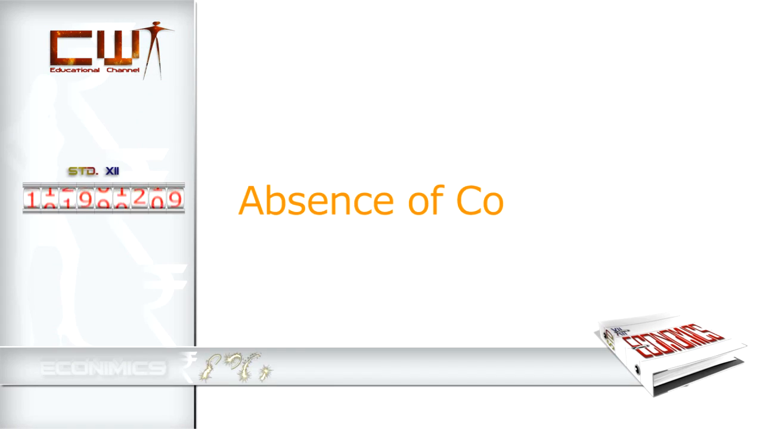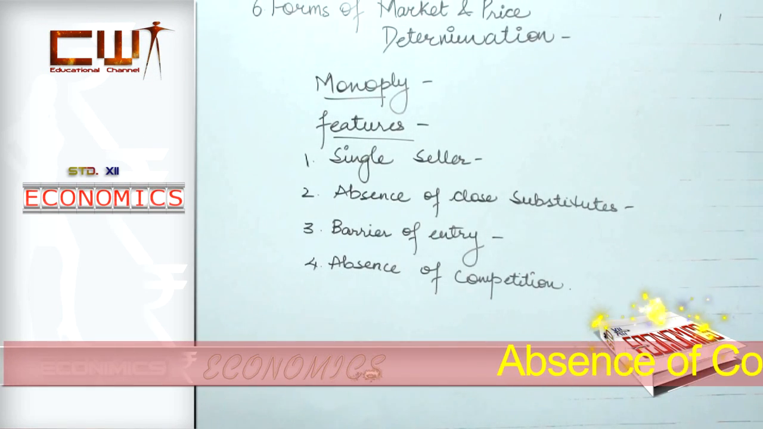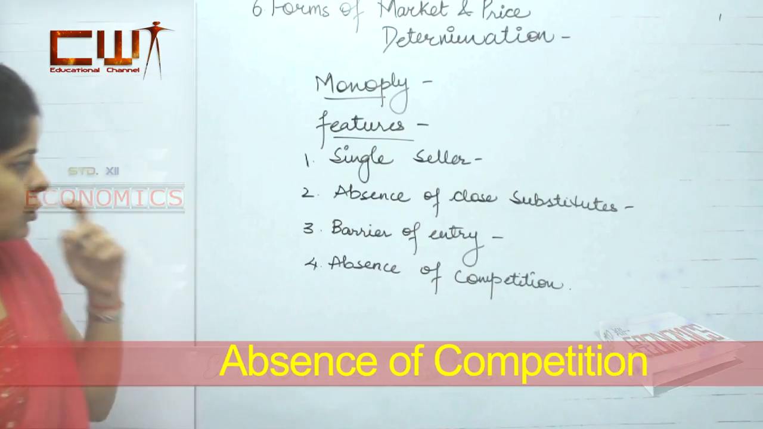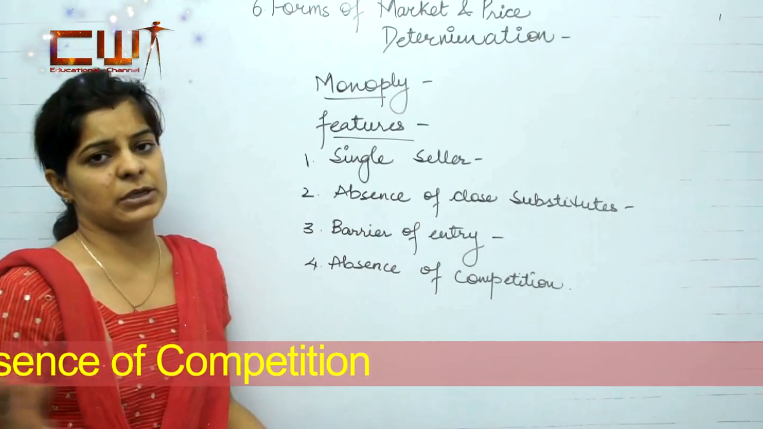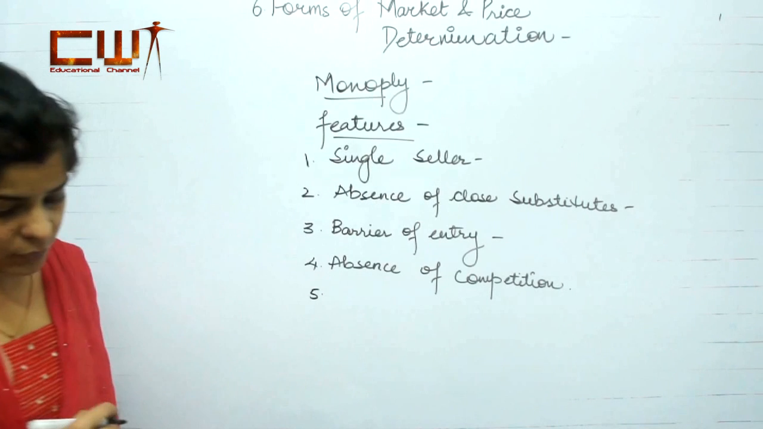Next is absence of competition. When there are no close substitutes, meaning there are no other people who are producing similar goods or maybe slightly similar to those, there is no competition in the market. They don't have any competitors.